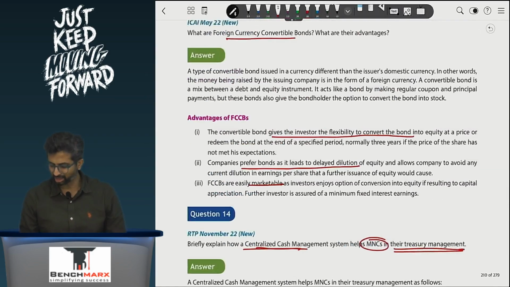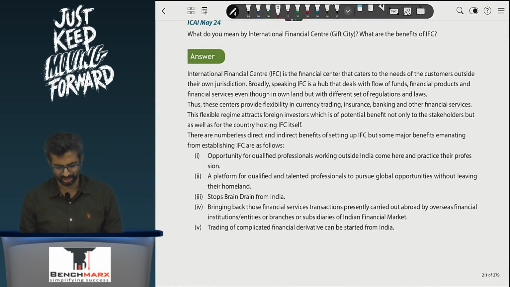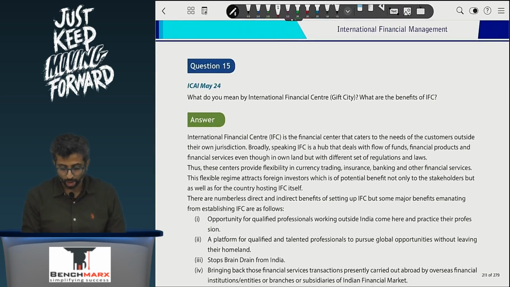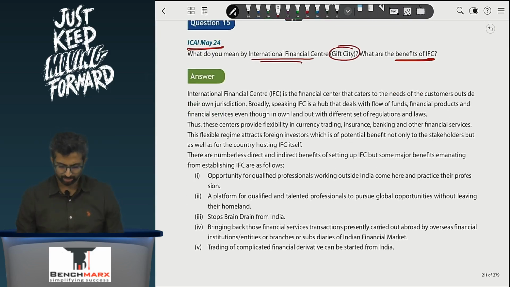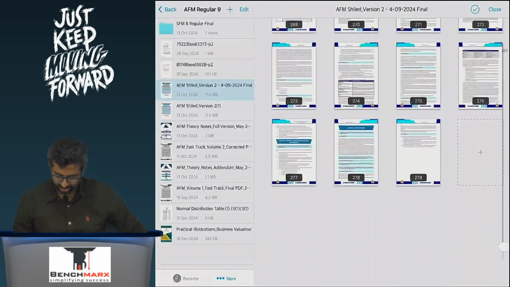You will have to read this. Having a broad understanding and proceeding further. What do you mean by international financial center? Gift City. This will not be asked directly here, you will have to look back. It's an exam question of May 24. So we will share it separately, but in suggested answers you can find in May 24 what are the benefits of an IFC. So where is your page at the back?